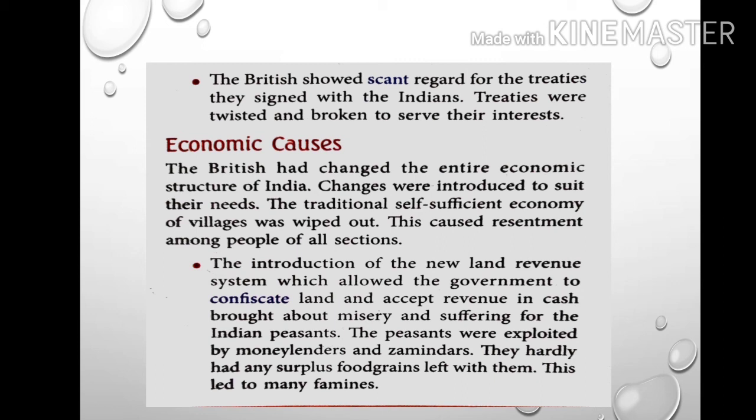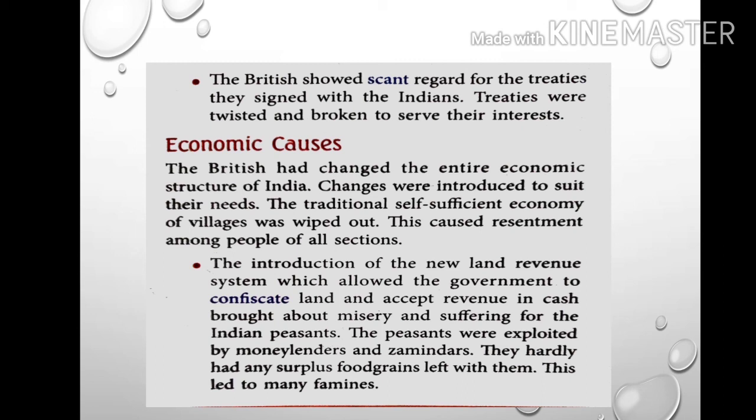The British introduced new land revenue systems, and according to these systems, the government, and at that time government means the government of the British, the government of English people, framed a land revenue system under which they could confiscate the land. Confiscate means when someone takes control. Confiscate specifically means when authorities take control over private property. So if someone was unable to pay taxes, his land was acquired by the government.